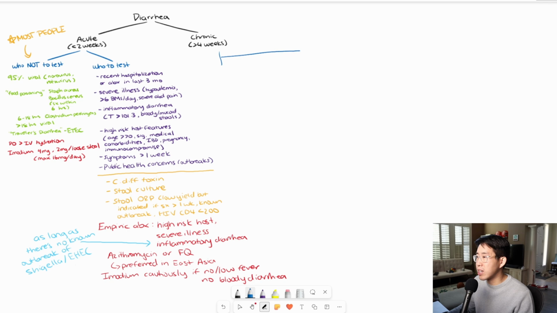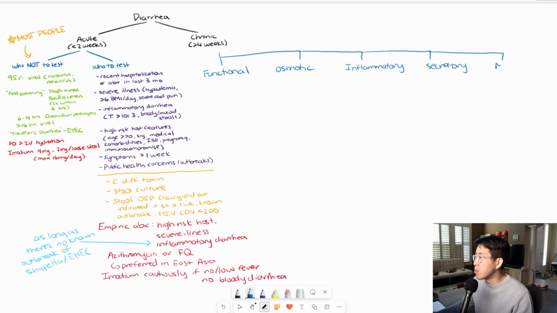So for chronic diarrhea, there's kind of five main subtypes of diarrhea. Number one is going to be functional diarrhea. Number two is going to be osmotic diarrhea. Number three is inflammatory. Number four is secretory. And number five is malabsorptive. And in terms of prevalence, functional diarrhea is actually the number one cause of chronic diarrhea, followed by osmotic diarrhea and inflammatory diarrhea.